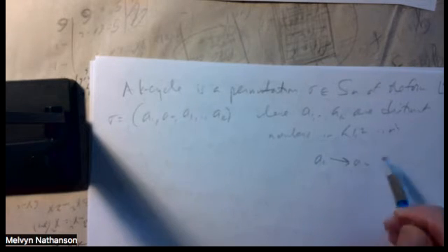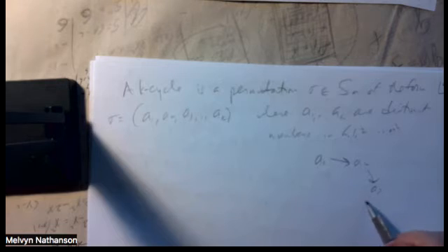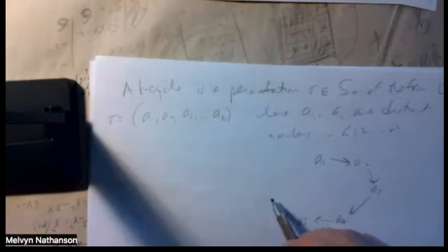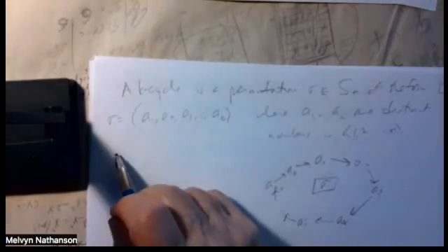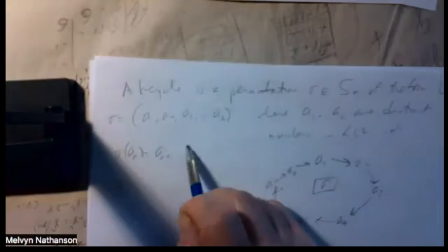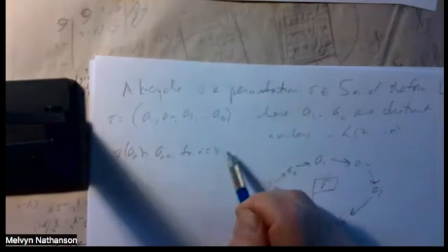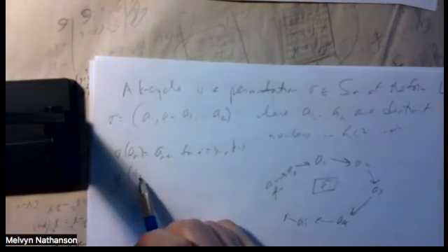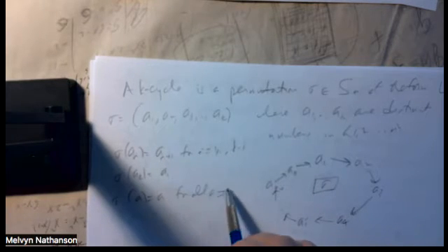A1 goes to A2. A2 is sent to A3. A3 is sent to A4. A4 is sent to A5, and so forth. A sub k minus 1 is sent to A sub k, and A sub k is sent back to A1 by sigma. And so sigma of A sub i is A sub i plus 1 for i going from 1 up to k minus 1. Sigma of A sub k is sent back to A1, and sigma of a is equal to a for all a different from the A sub i's.